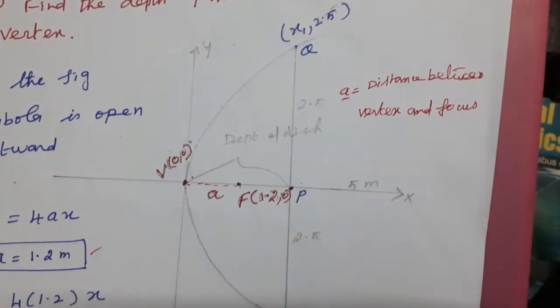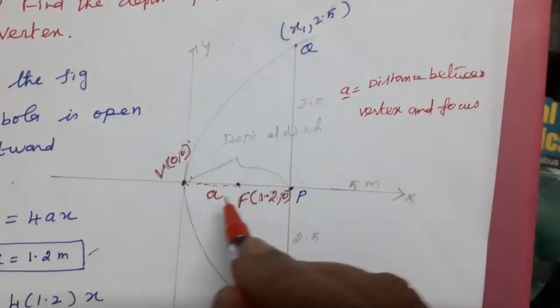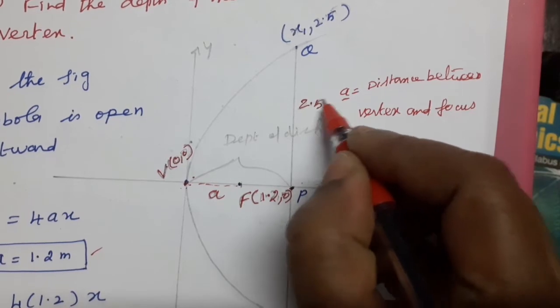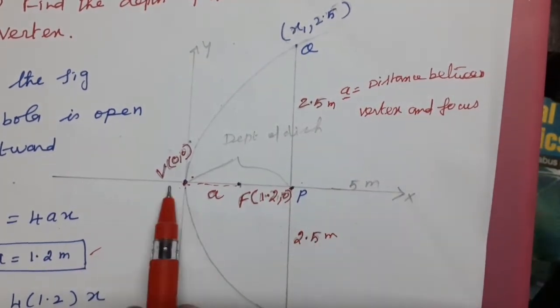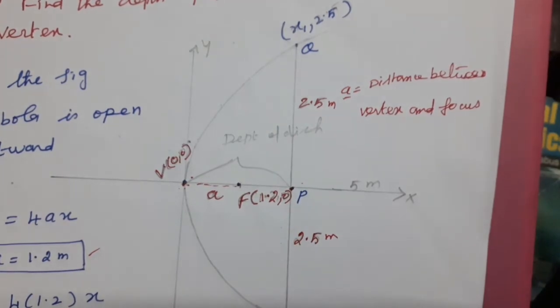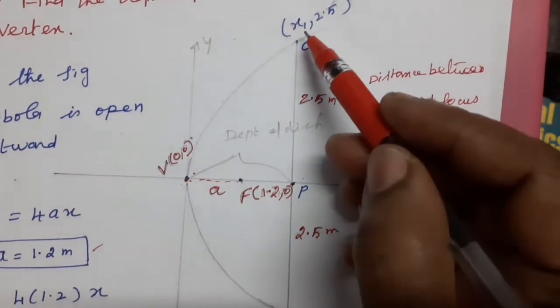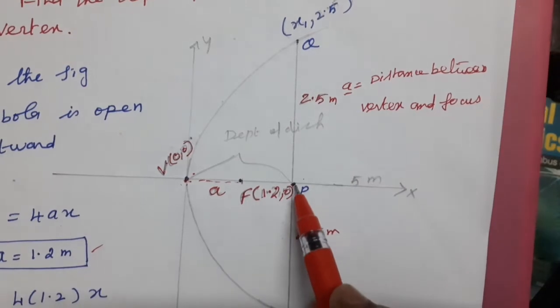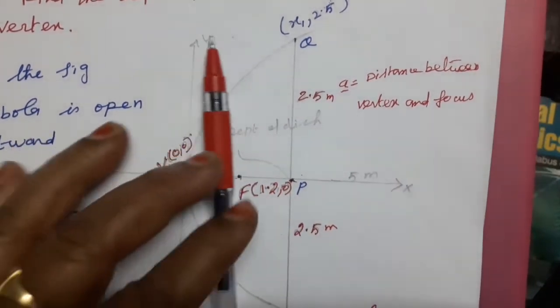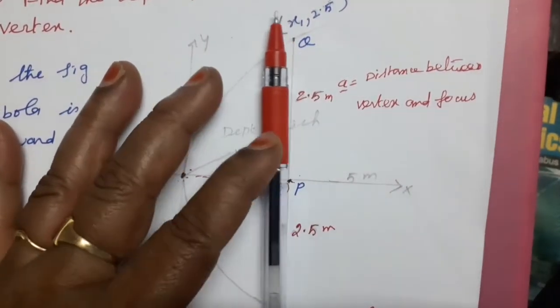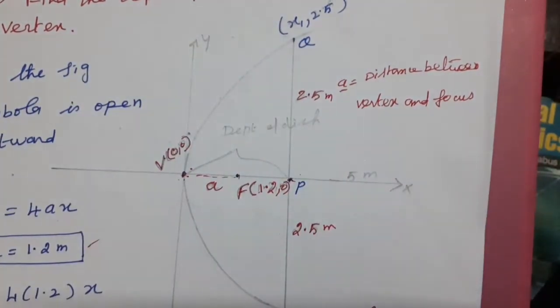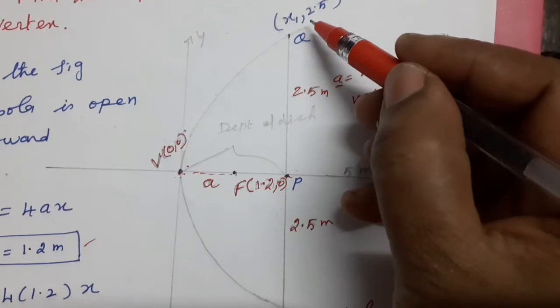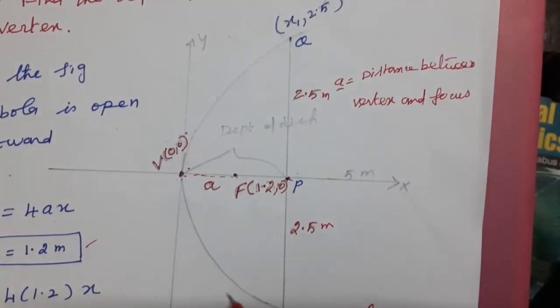So we take half of it and split it: this is 2.5 meter, and here also 2.5 meter. The opening width is 5 meter. Now listen. This is point Q and this is point P, the opening mouth. The opening of the focus is 5 meter, so the upward region is 2.5 and the downward region is 2.5.